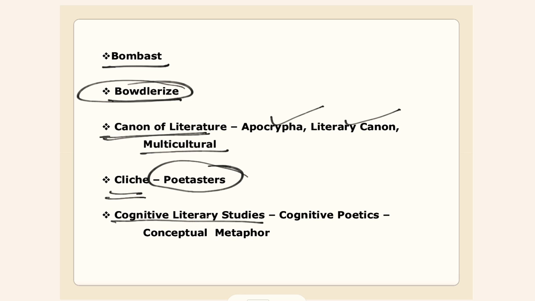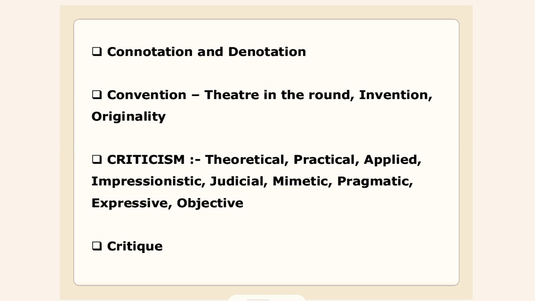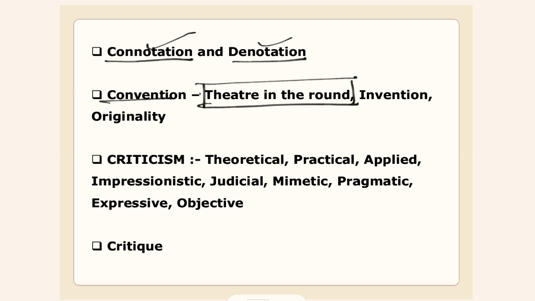Here, cognitive literary studies, we know that in theory, cognitive poetics, conceptual metaphor. Connotation, denotation. So, connotation is the internal meaning of a work, denotation is the external or surface level meaning. Convention, that is theater in the round, a very important term in the time of Renaissance or Shakespearean dramas. Invention, originality.